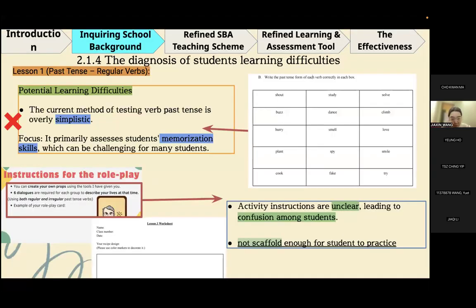Next page, please. For lesson one, we can see the learning difficulties lesson by lesson. So in lesson one, the current method of testing verbs in past tense is overly simplistic, and this activity primarily assesses students' memorization skills, which can be very challenging for many students. In another activity, we can see the instructions are not clear, which may lead to confusion among students. And also there's no scaffolding for students.